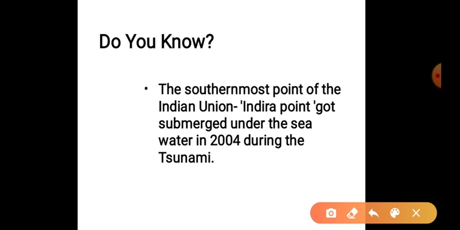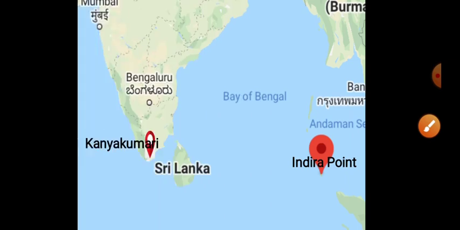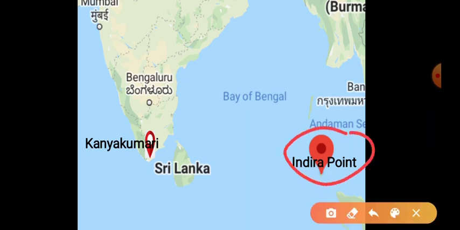Now, there is a unique name, Indira Point. What is this Indira Point that we discuss? As was seen in the map, there are 2 points. The first one is Indira Point and the second is Kanya Kumari. There are 2 locations and most of the students get confused in these locations.